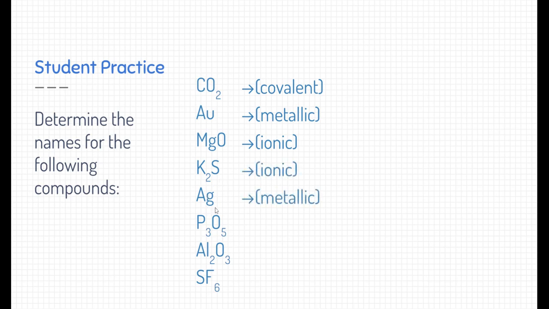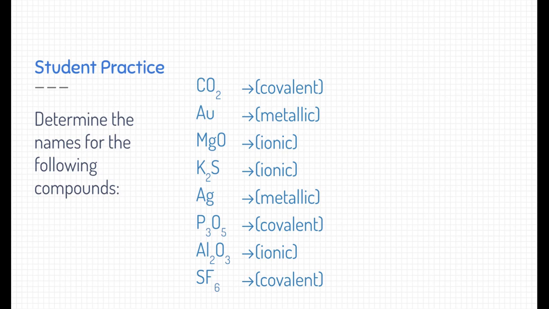Ag, that's just a single metal, so that's metallic. P and O, so P3O5, that's two nonmetals, that's covalent. Al2O3, aluminum is a metal, oxygen is a nonmetal, that's ionic. And then SF6, sulfur and fluorine are both nonmetals, so that means that this is a covalent compound.